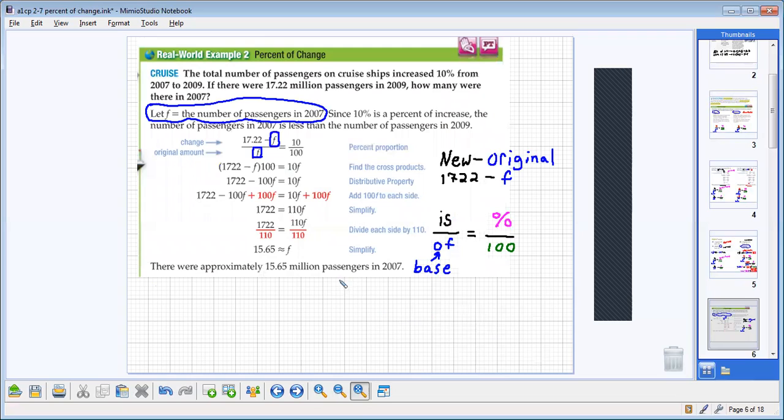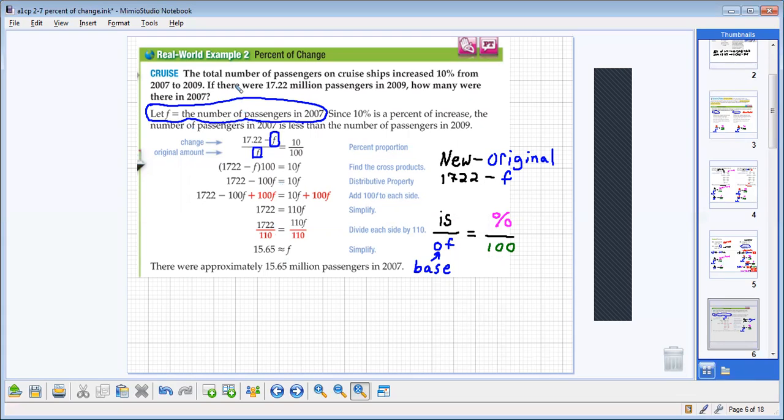With the word problems, it does get a little bit tougher to figure out. And the way that the book uses here, it's not a terrible way to do it. We can talk about an easier method whenever I get back to class. So they just let F be that original amount. They're letting F be the original amount because the original amount is unknown.